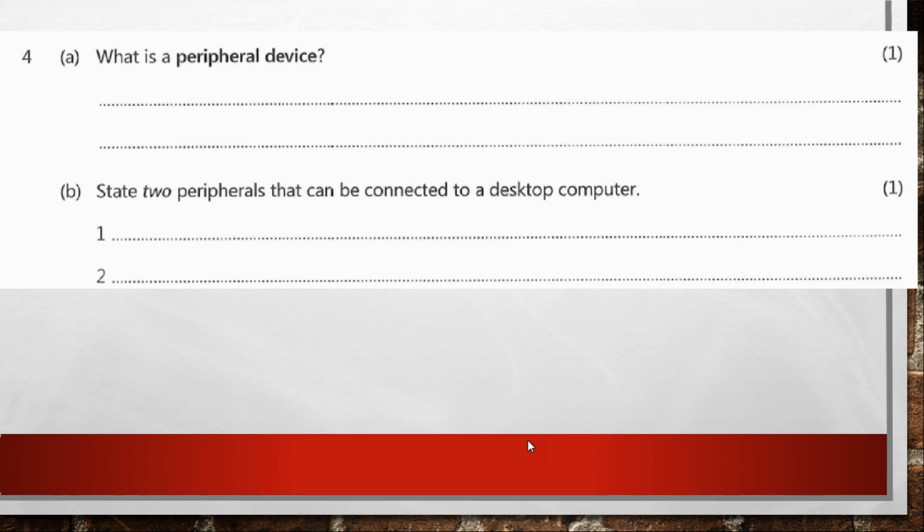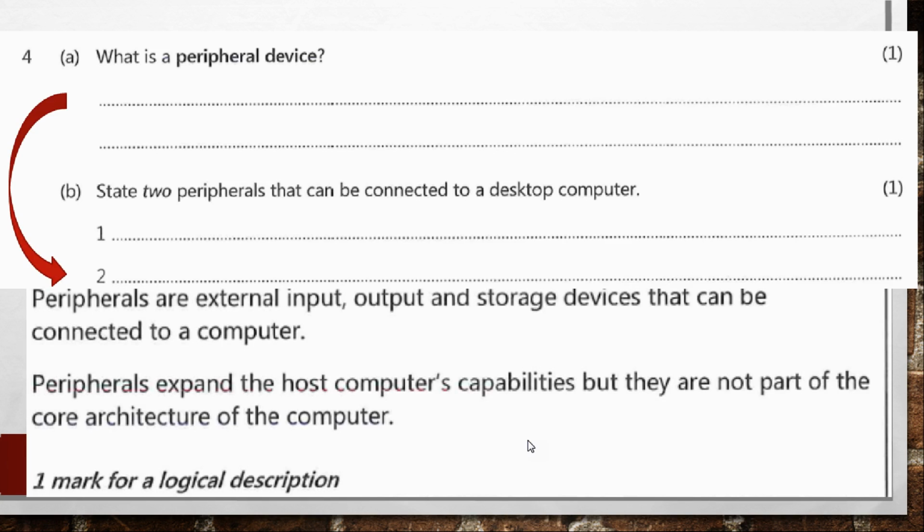What is a peripheral device? Okay, we talked about that in some of the other videos. What is a peripheral device? Peripherals are external input, output, and storage devices. Peripherals are something that go on the periphery. If that's an English word, it's on the outside, external. So it could be input or output. It could be a microphone, or some headphones, or even an external hard drive. Peripherals expand the host computer's capability but are not part of the core architecture.